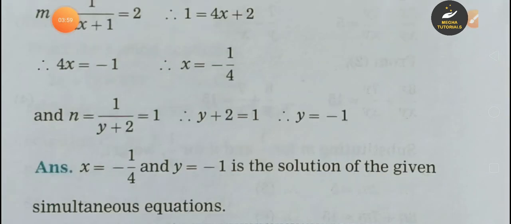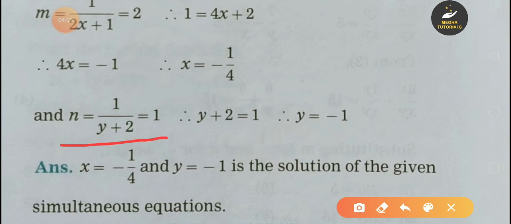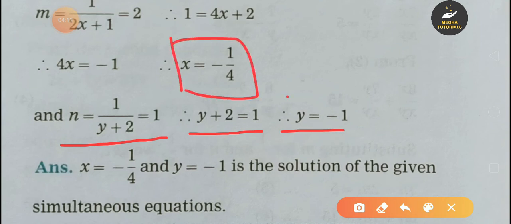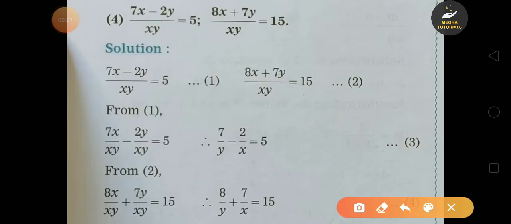Okay, then n is equal to 1 upon y plus 2 is equal to 1. So यहाँ पे आप सिंपली रेसिप्रोकल ले सकते हैं. तो you will get y plus 2 is equal to 1, because 1 का रेसिप्रोकल 1 ही होता है. After solving you will get y is equal to minus 1. So value of x is minus 1 upon 4 and y is minus 1. Therefore, solutions for the given equation is minus 1 upon 4 and minus 1. So, this is your final answer.